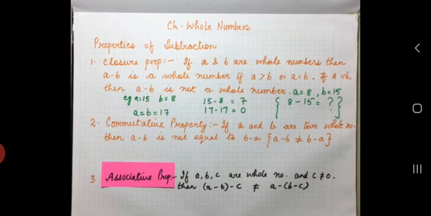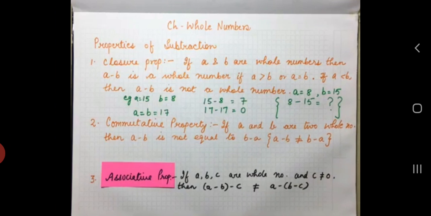But you all know minus 7 is not a whole number. Whole numbers start from 0 and then 1, 2, 3, 4 and so on. That means minus 7 is not a whole number. So, when a is less than b, a minus b is not a whole number. So, observing all the cases, we can say if x and y are two whole numbers, then x minus y is not necessarily a whole number. So, this was the closure property.